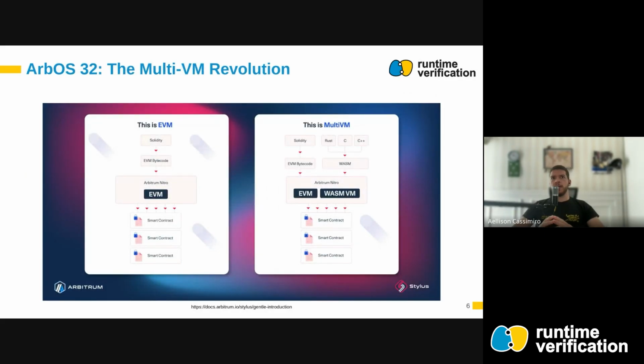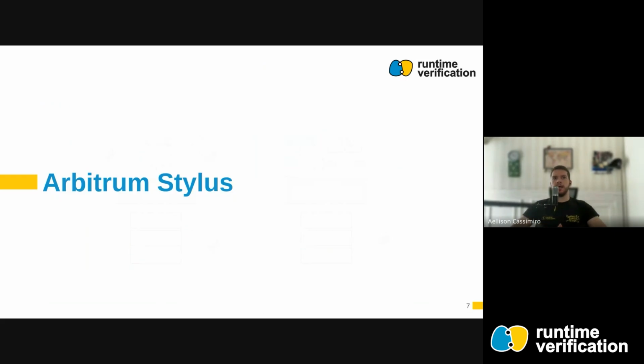And ArbOS, the update number 32, introduced actually a new VM to the ecosystem. So before, within Arbitrum Nitro, you only had the EVM, the Ethereum Virtual Machine. And with this update, the WASM VM was introduced. And that was a big change because now you can have languages that compile to WASM, and you can support them as smart contracts. You can generate smart contracts from these languages because you can compile to WASM. And that's where Stylus comes in.